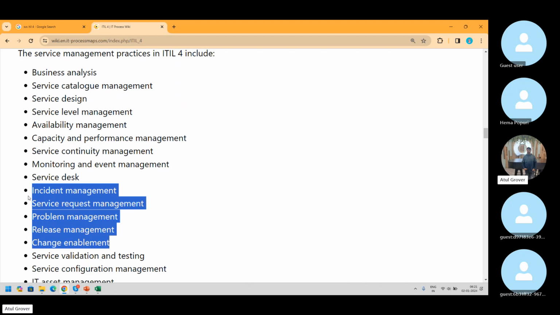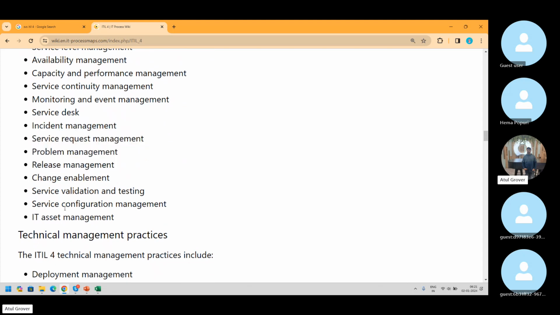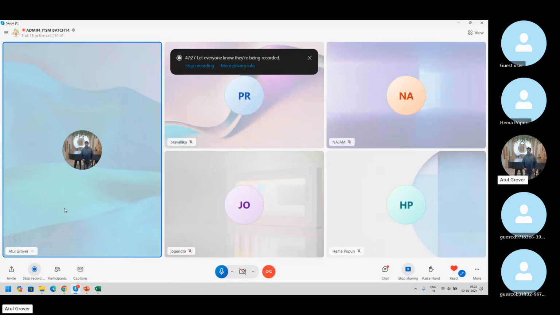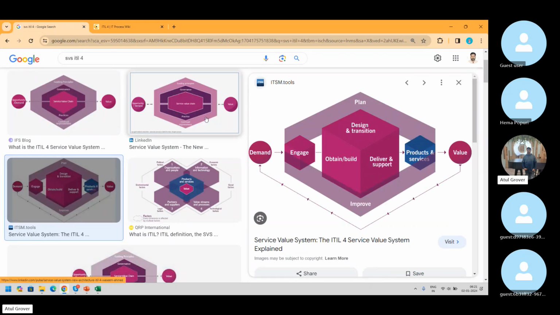We will discuss this part in depth in ServiceNow, because these are part of ITSM, even CMDB and configuration management. These are the IT services, service management. And the last is technical management, for deployments, infrastructure, and the software life cycle. These are the practices given by ITIL4. Now, how these practices work together is another important point. And for that, we have the SVC, Service Value Chain.